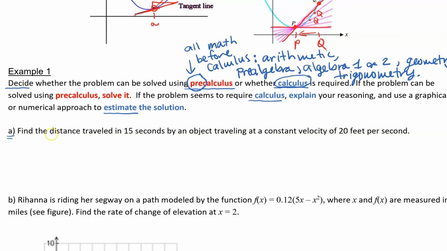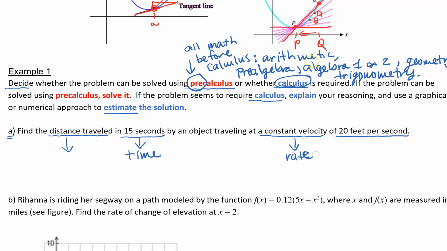It's asking us to find the distance traveled in 15 seconds of time by an object that's traveling at a constant velocity. So that's nice. That simplifies things quite a bit, of 20 feet per second. So if you look at what we have here, we're being asked to find distance and we're given time and we're given a rate, right? That's what velocity is. It's a rate. It's feet per second.